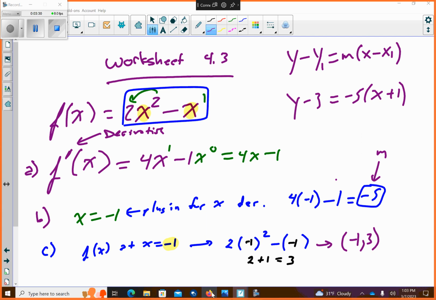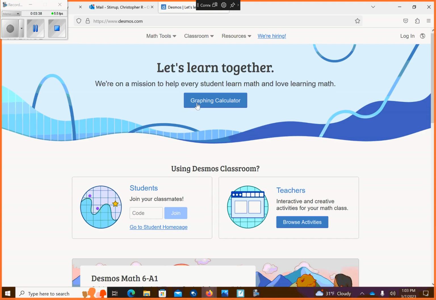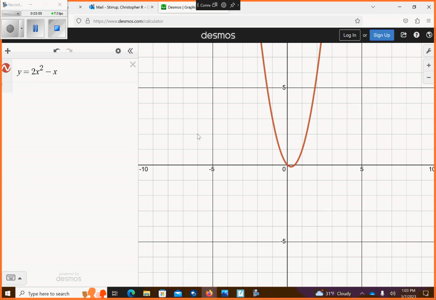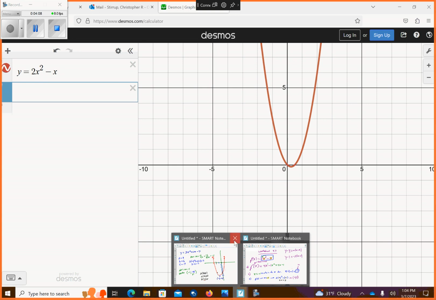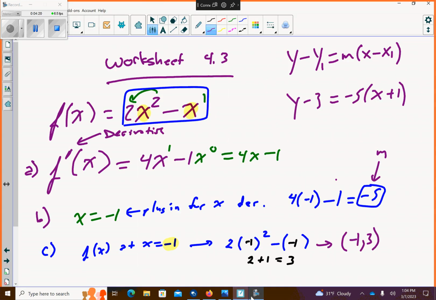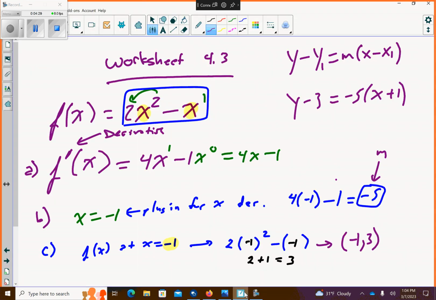I'm going to graph on Desmos. So this is my original function, and then I'm also going to graph y minus 3 equals -5 times x plus 1.